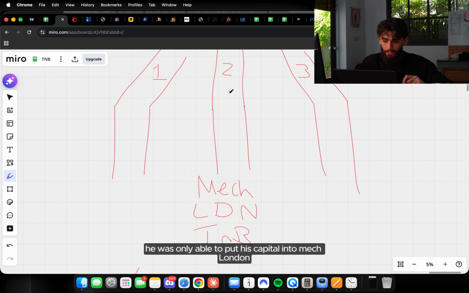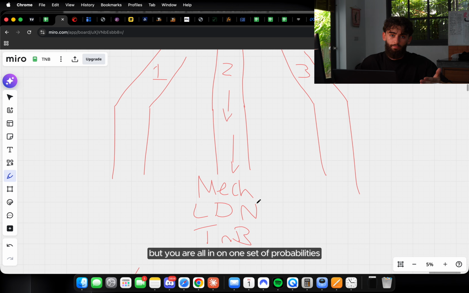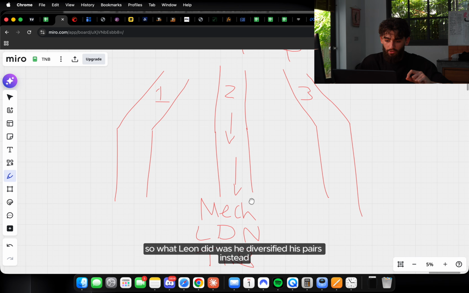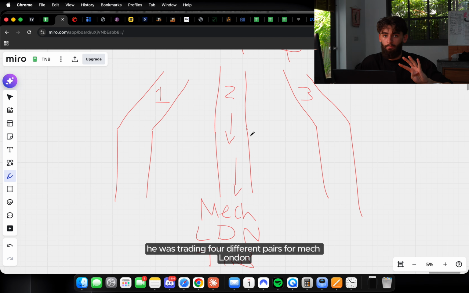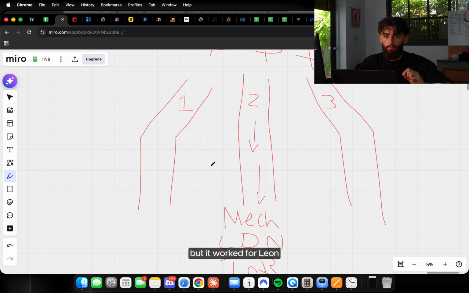He was only able to put his capital into Mech London, which can work. Having only one variable can work, but you are all in on one set of probabilities. So what Leon did was he diversified his pairs instead. He was trading 4 different pairs for Mech London. So he had 4 different pairs that could be profitable. Now this was pretty high trade turnover, but it worked for Leon.